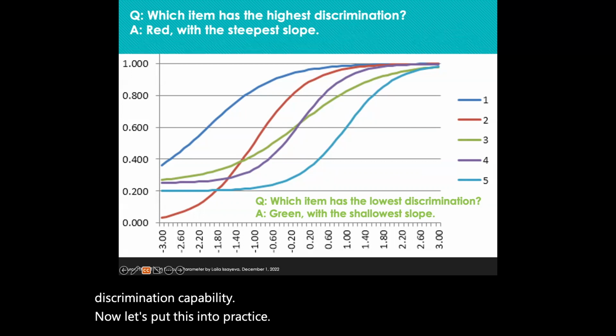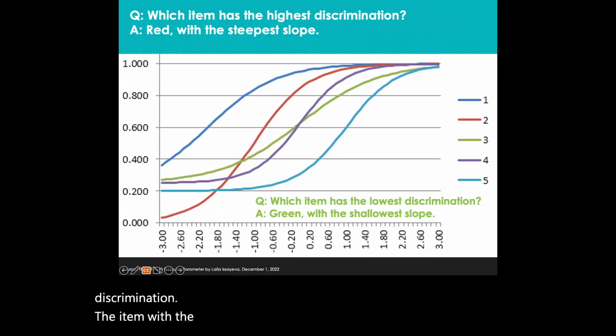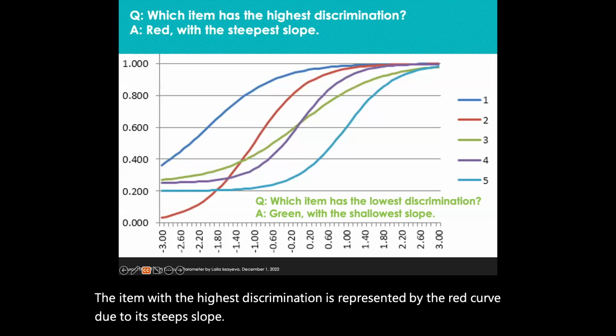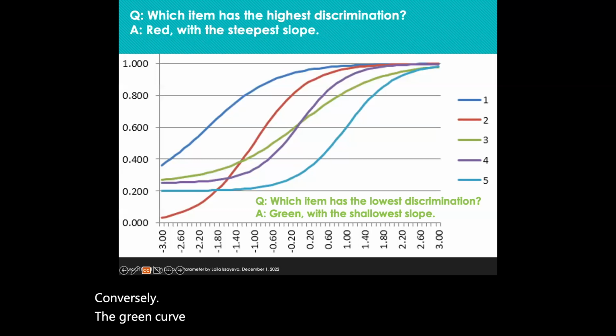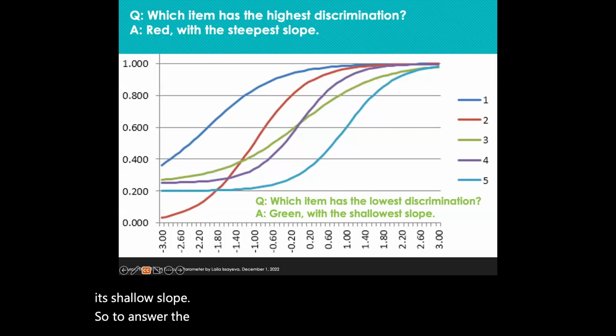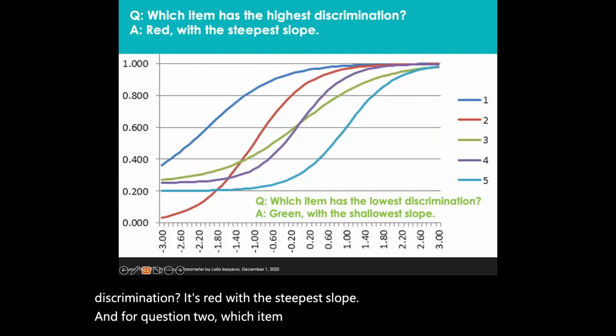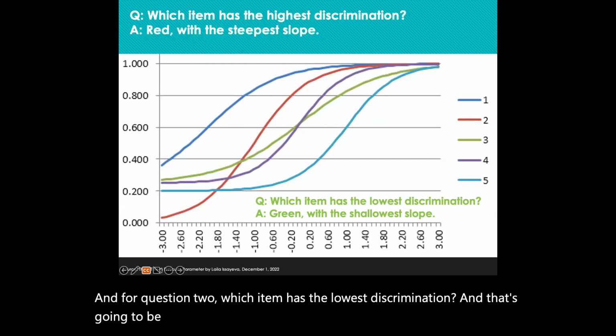If we look at 5 different item response functions, we can see variations in discrimination. The item with the highest discrimination is represented by the red curve due to its steep slope. Conversely, the green curve represents the item with the lowest discrimination due to its shallow slope. So, to answer the questions here, which item has the highest discrimination? It's red with the steepest slope. And for question 2, which item has the lowest discrimination? And that's going to be green with the shallowest slope.